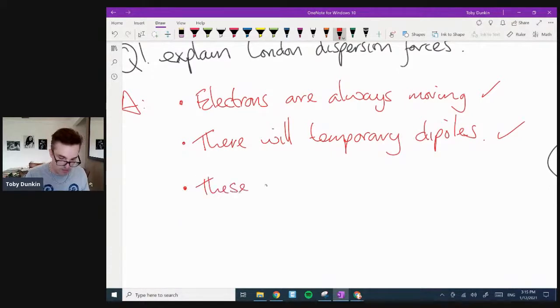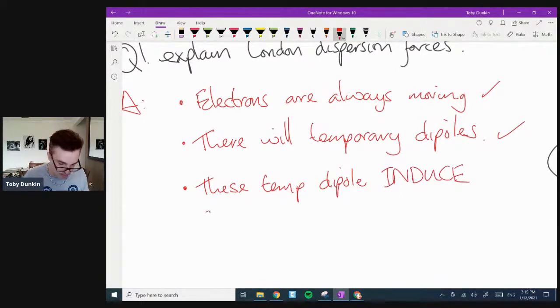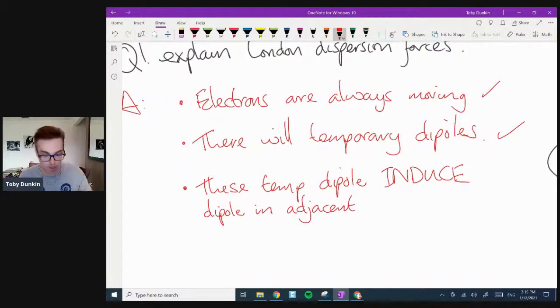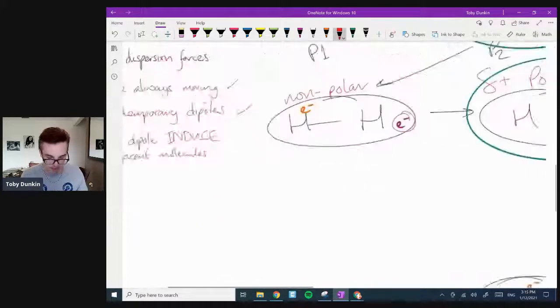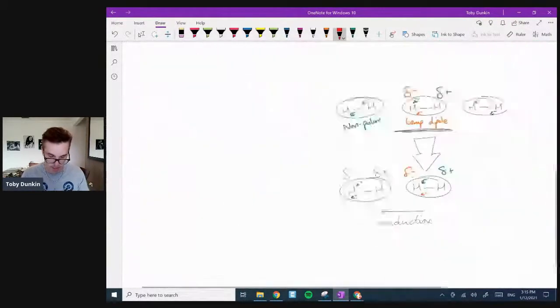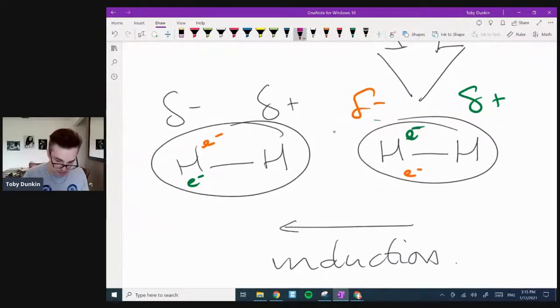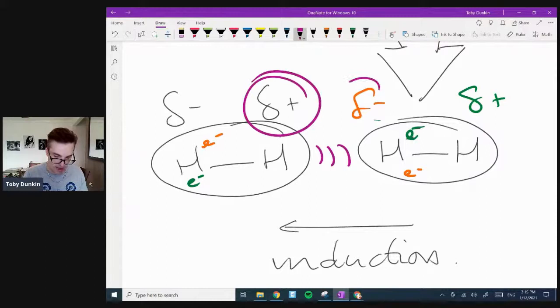These temp dipoles induce, notice my capitalization, gotta have that word, induce dipoles in neighboring molecules, or if you prefer, adjacent, partly because it's easier to spell, I'm with you on that one, dipoles in adjacent molecules. And now there's going to be an attraction. Because if you form a dipole, there we go, we now have an attraction, a very weak attraction, between the slightly positive in the temporary as there was in the other.